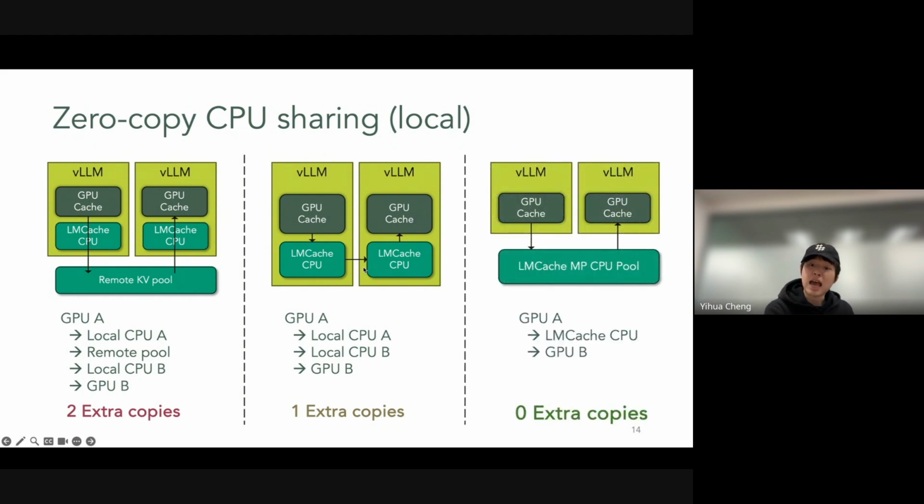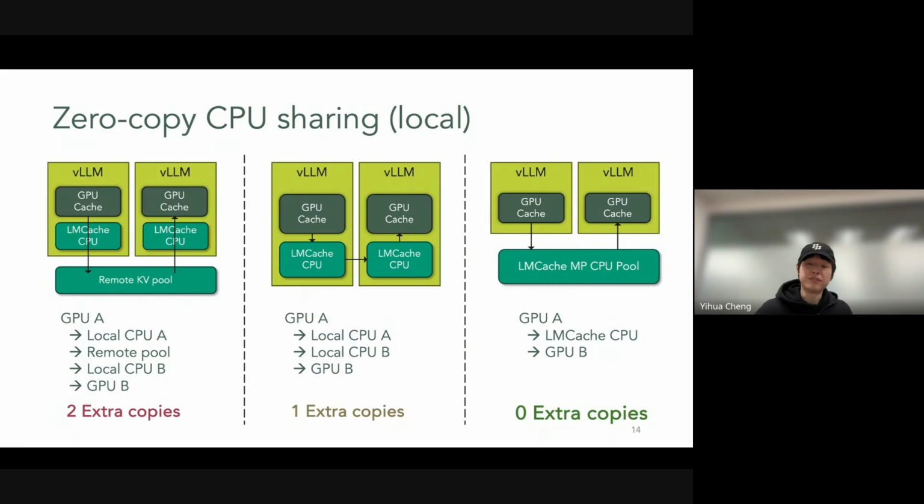By using this MP mode, things get very simple. GPU A will directly write to this shared CPU pool, and since this is on the same node, it's actually a single CPU pool. So GPU B can directly read from that CPU pool without doing extra sending or receiving. So there are no extra copies.